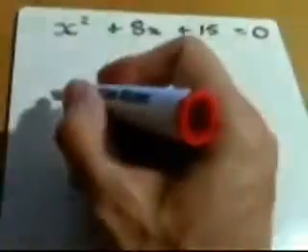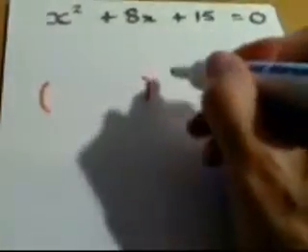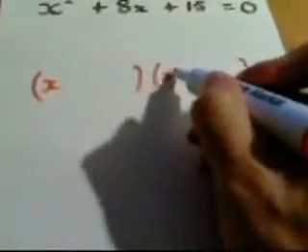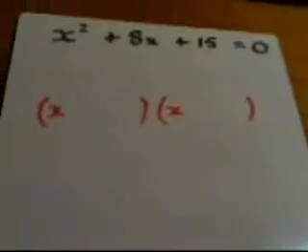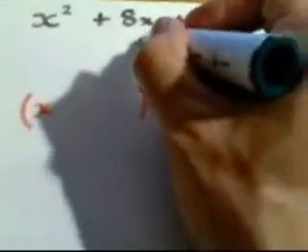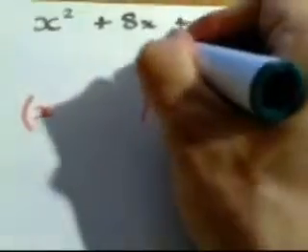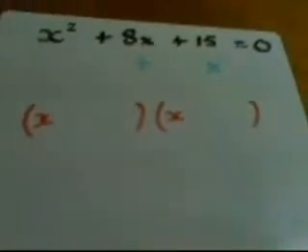So the important thing to remember is when we're looking for two brackets here, from the x squared we can certainly see there'll be an x at the beginning of each bracket. Now we need to consider what the numbers will be associated with these. We're looking for two numbers that when added together make the coefficient of the x in the middle. When they're multiplied together they make the 15 on the end in this case.